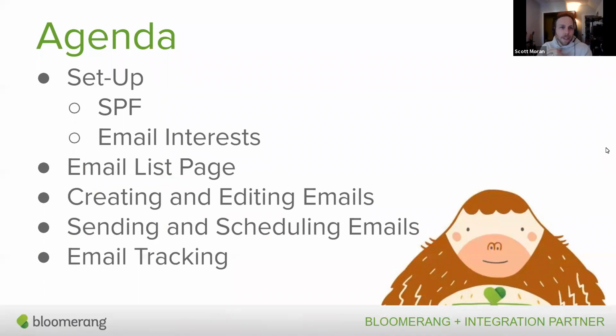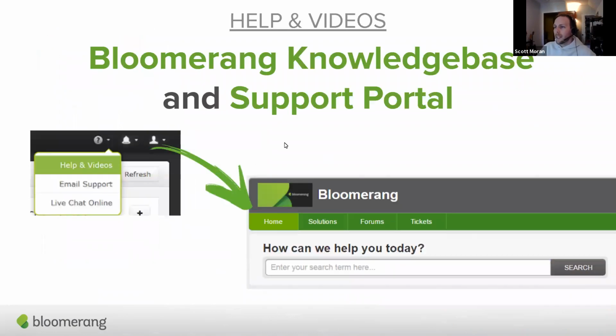We're going to do a little bit of setup: what is SPF, and what does that mean for your emails and your organization? We're going to cover email interests real quick, along with the email list page and organizing your email templates. The meat of today will be creating, editing, sending and scheduling emails. Then I'm going to try to save some time for email tracking and some reporting, along with some questions at the end. So let's get started.